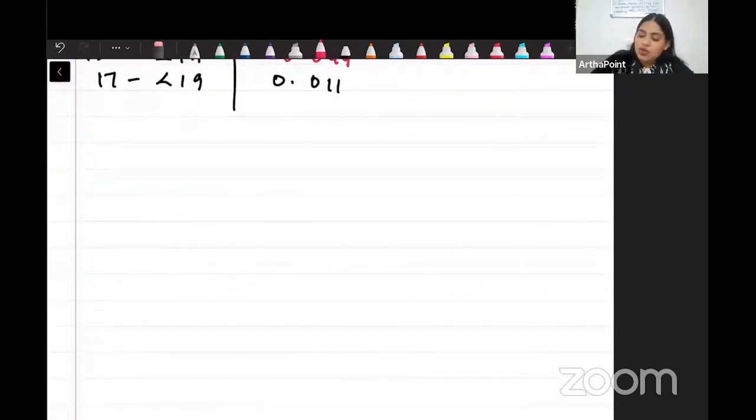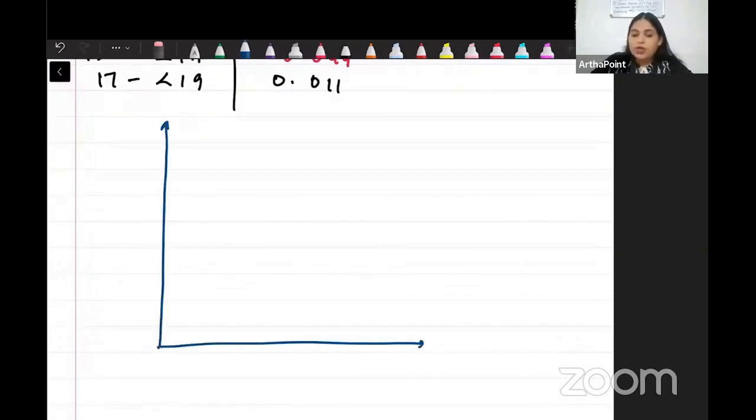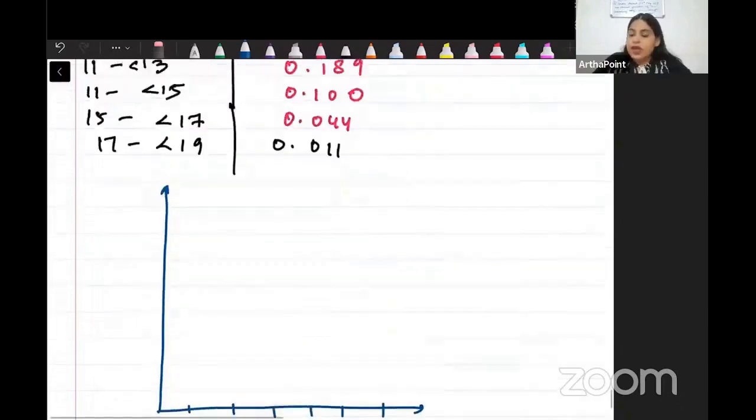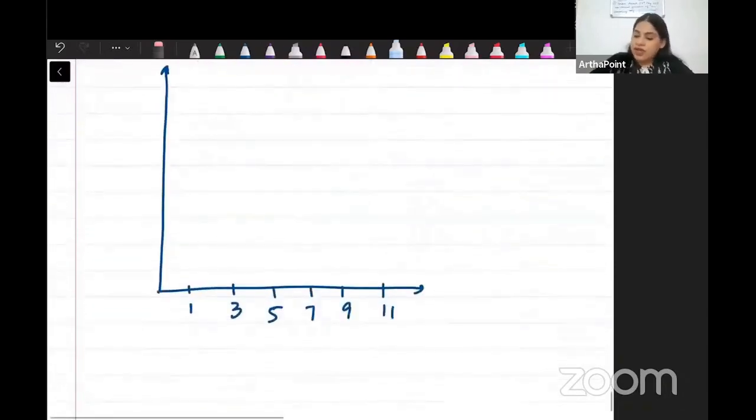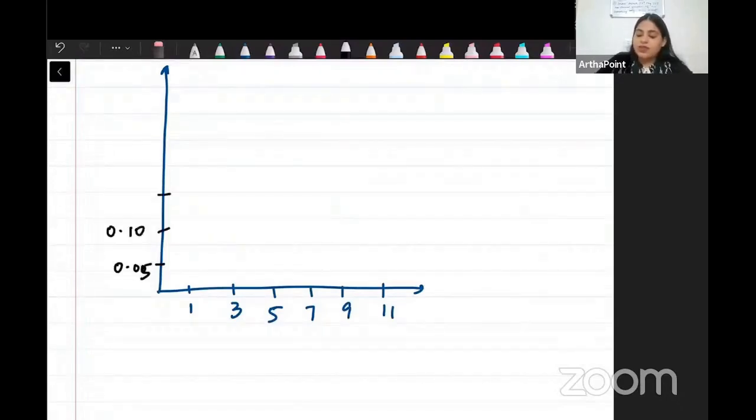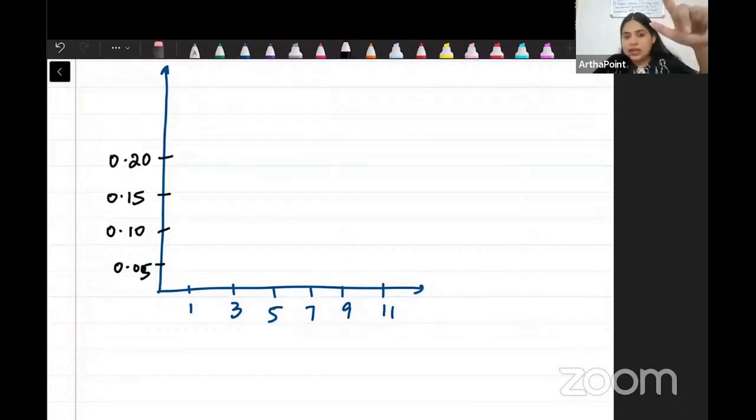So to make this histogram, what can you do? You can just say my data starts from 1, then I have 3, then I have 5, 7, 9, 11 and so on. Now between 1 to 3, what is my relative frequency? 0.011. तो बेटा यहाँ पर फिर से शुरू करना 0.05, 0.10, 0.15, 0.20 ऐसे करके लिख लिया.